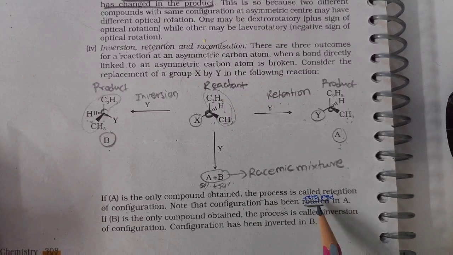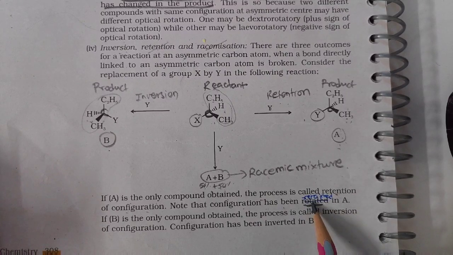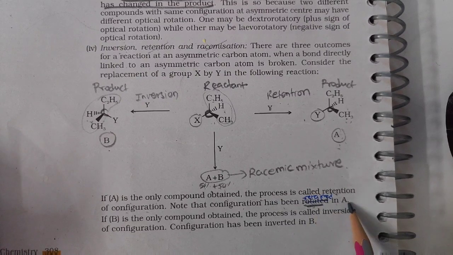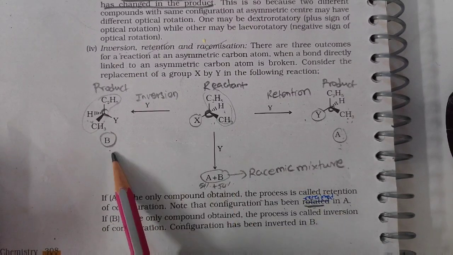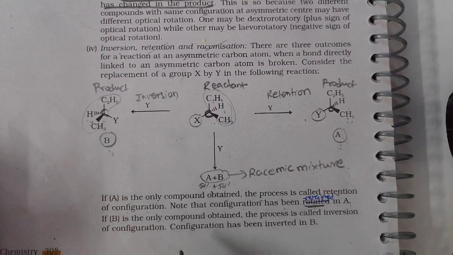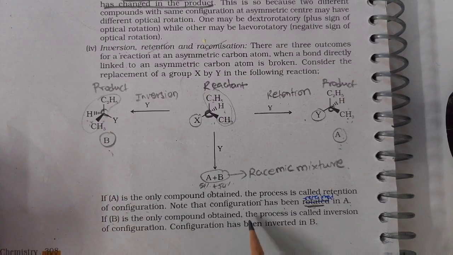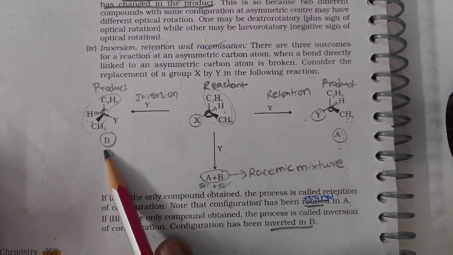Here it is being changed, so it is wrong, and that's why you should change this in your textbook in A. If B is the only compound obtained, B means this part, and you can see it is on either side, the process is called inversion of configuration, and the configuration has been inverted, right? This is what we have seen.